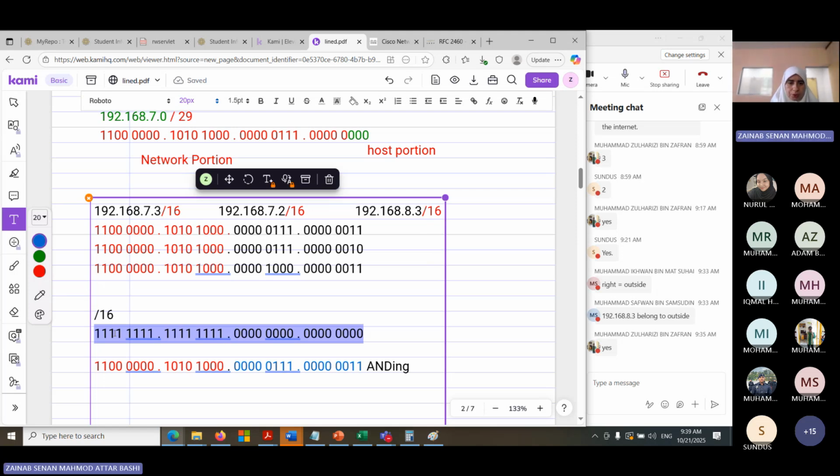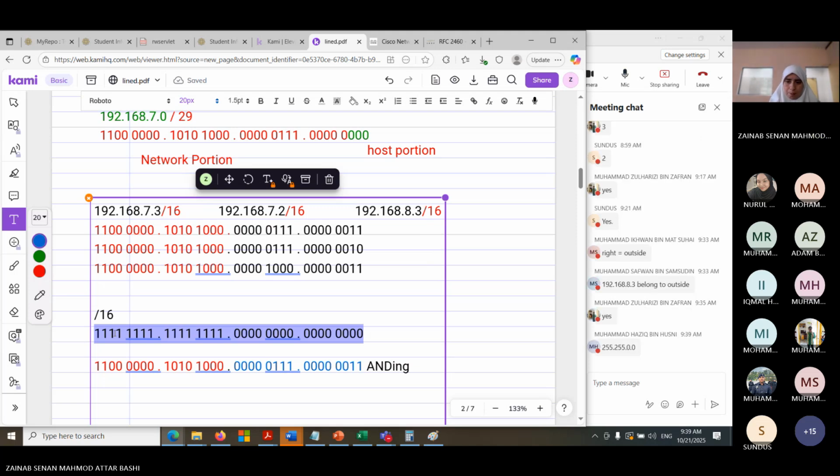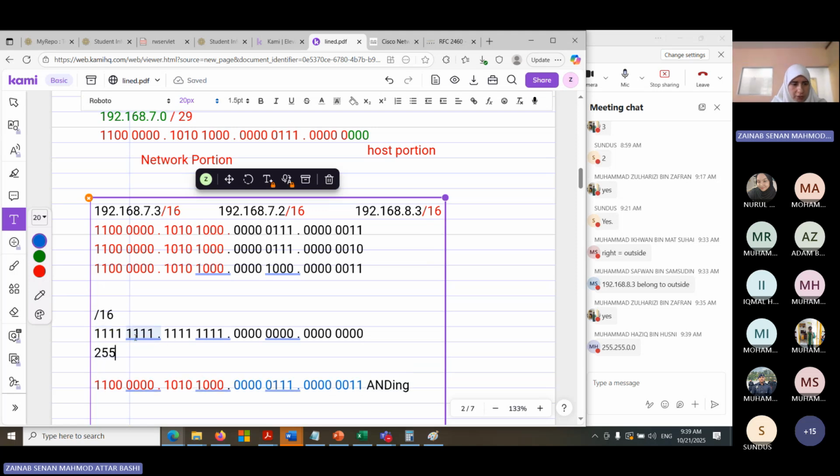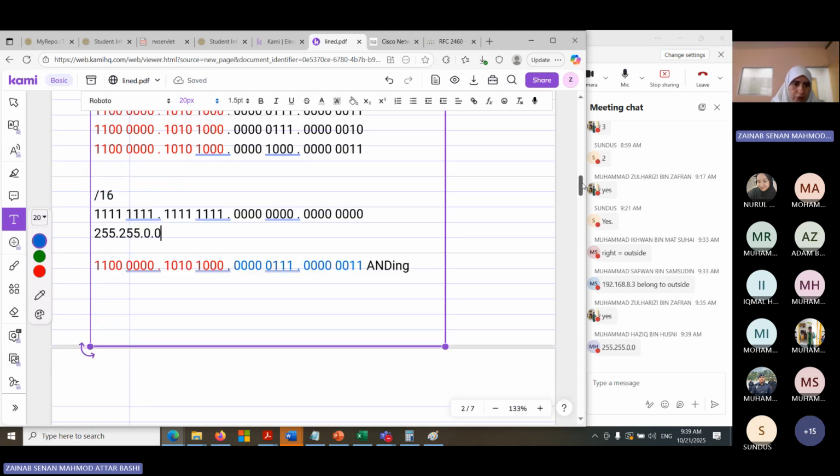If you want to change it to decimal, what will you get? It is 255, because we know when all of them are 1, 8 of them, it will be 255.255.0.0.